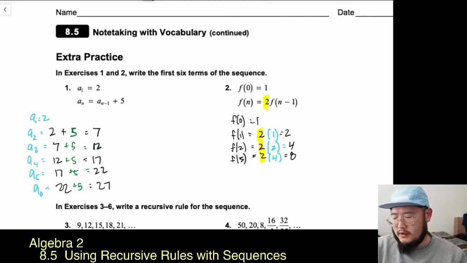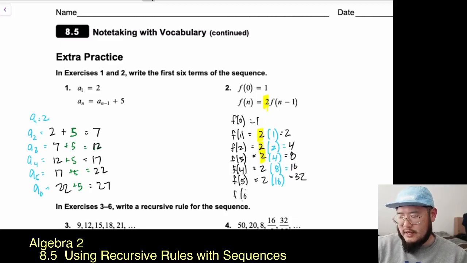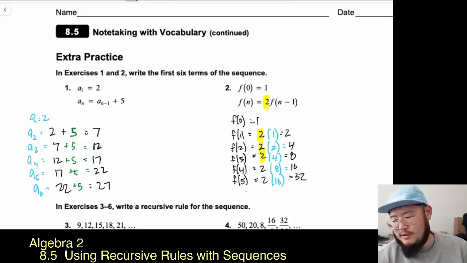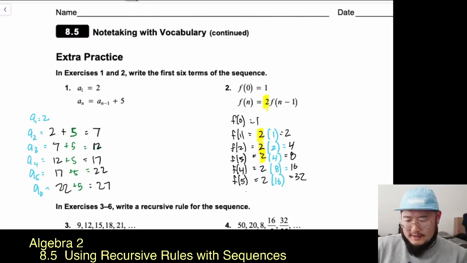Next up, we got f4. Right here, we've got 2 times the previous term, which is 8, and that's equal to 16. Next up, we got f5. 2 times the previous term, 16. This equals 32. And then finally, actually, we're good because that's 6 terms right there. Okay, so there we go. Super. All right. Let's go ahead next up and go to number 3.